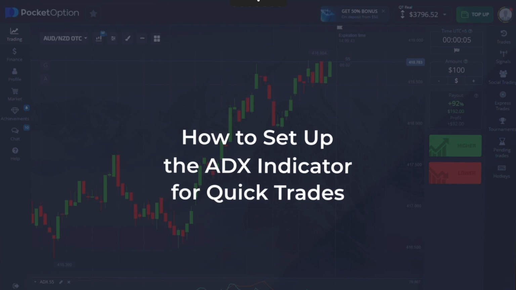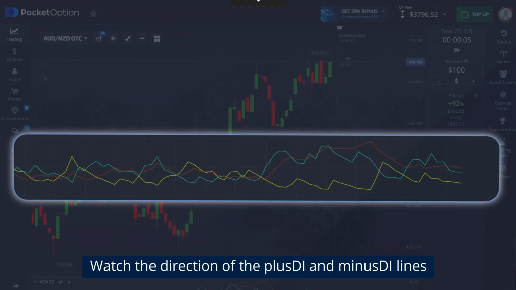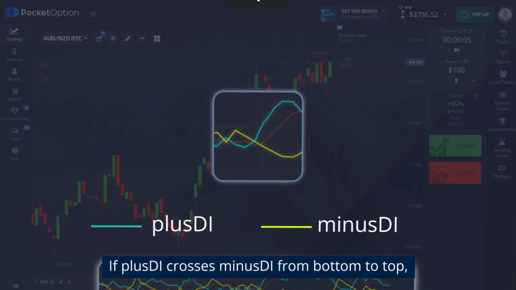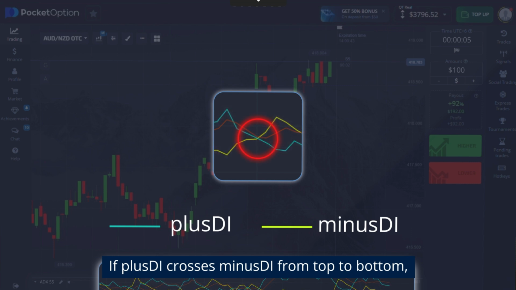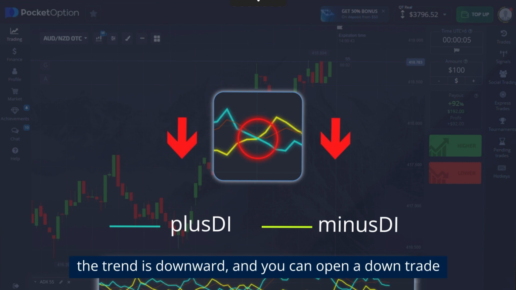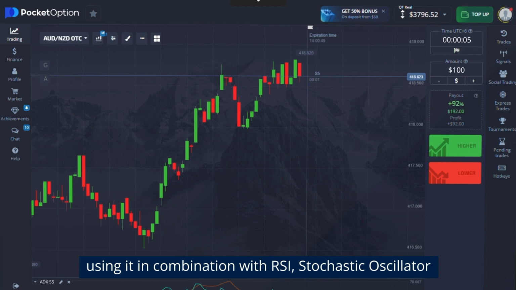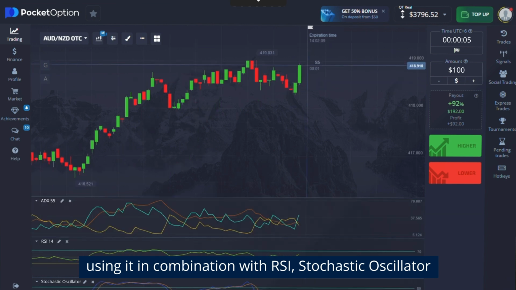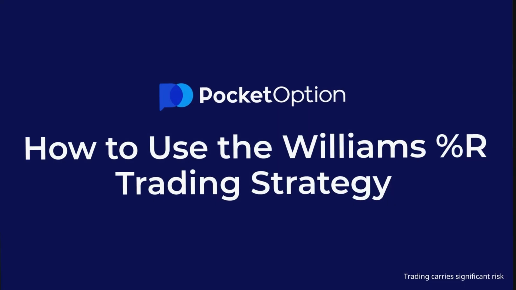How to set up the ADX indicator for quick trades. Set the DI length and ADX smoothing values to 5. Watch the direction of the plus DI and minus DI lines. If plus DI crosses minus DI from bottom to top, the trend is upward, and you can open an up trade. If plus DI crosses minus DI from top to bottom, the trend is downward, and you can open a down trade. To improve the accuracy of ADX signals, we recommend using it in combination with RSI, stochastic oscillator, and Bollinger Bands indicators.